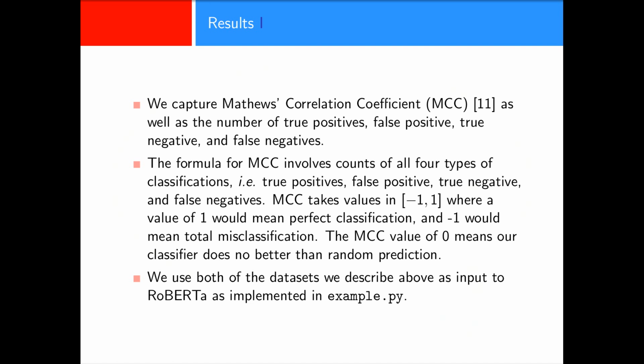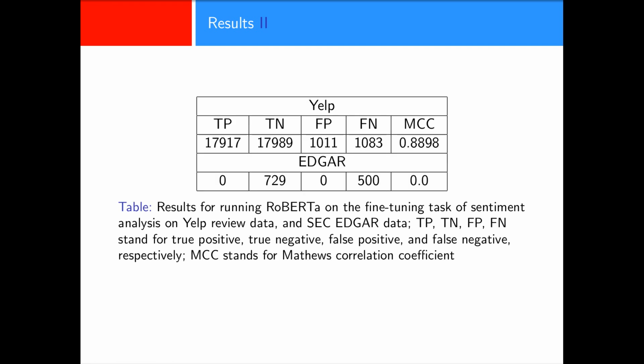So for the results, we ran the program on both data sets, and we got the Matthews correlation coefficient and the confusion matrix classification outcomes. Okay, so here are the results, and what you can take away from this is I don't need to quit my day job, because I think we did not do a very good job of doing sentiment analysis on these quarterly reports. We can see that just on the baseline example, the Yelp data, Roberta does a fairly good job.